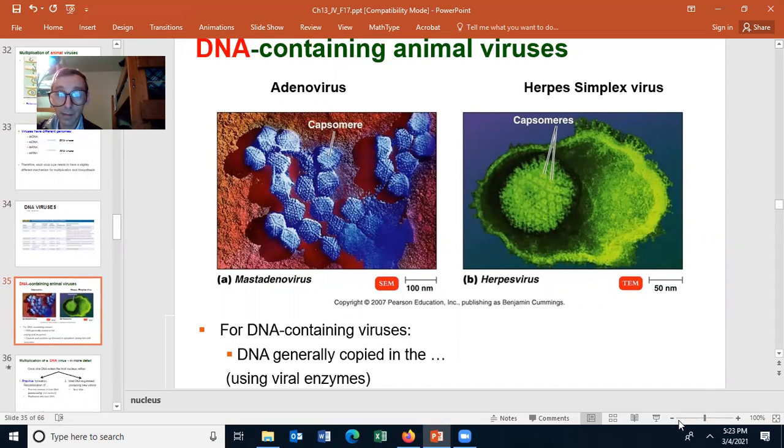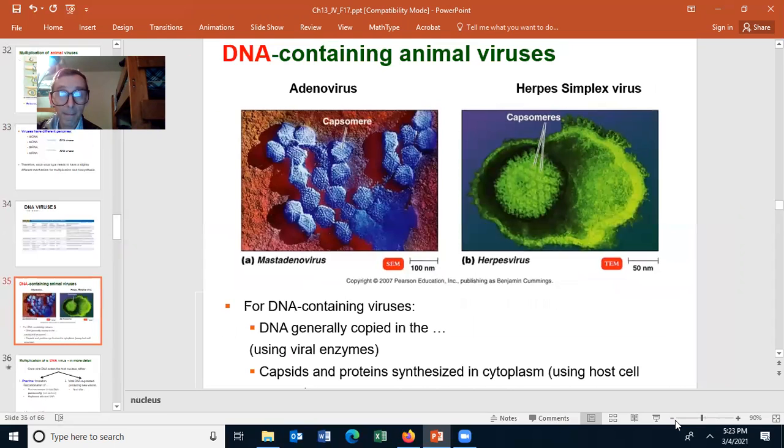And let's start talking about the DNA-containing animal viruses. For DNA animal viruses like the adenoviruses and the herpes family of viruses, the DNA is generally copied in the nucleus. So DNA animal viruses normally replicate in the nucleus. And that's a rule of thumb that you can just memorize. Any question about that?